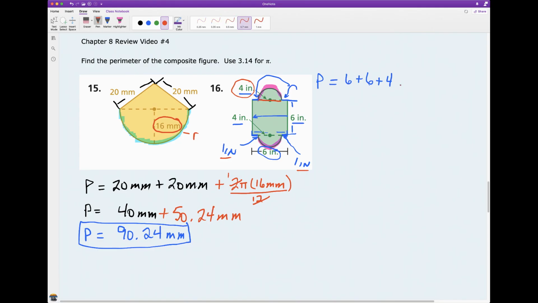All right, and then what do I have to add in? I have to add in the circumference of a circle with a diameter of 4. So circumference, I have the diameter, that would be pi times the diameter, which is 4 inches. So we can go ahead and clean this up a little bit. So this is 16 plus, and let me look at my calculator, 3.14 times 4, and that equals 12.56. So our final answer, we add those together, we get 28.56 inches.